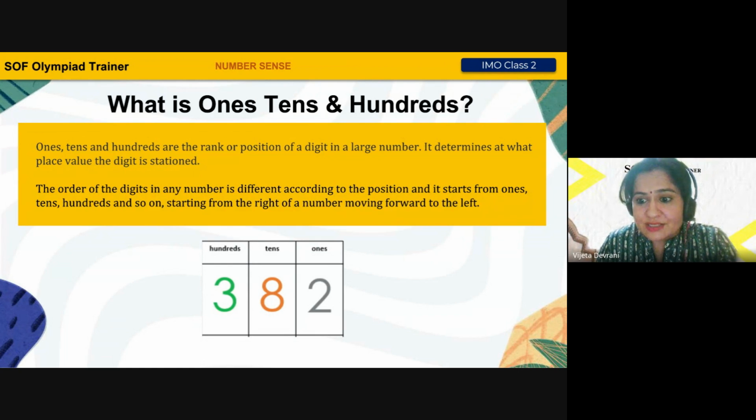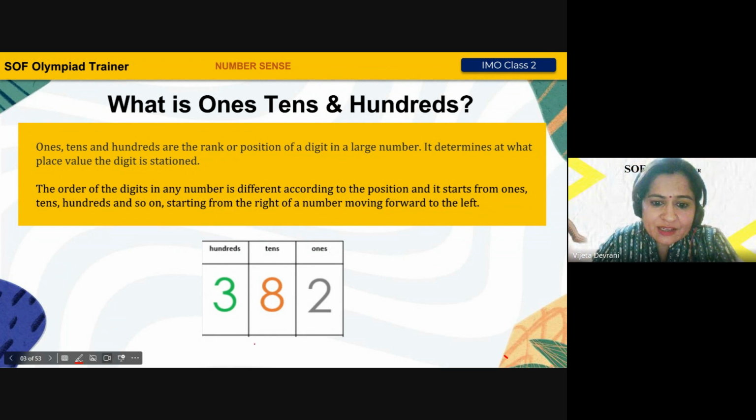What do you mean by ones? When I write the number in front of you, like in the given, you can see here the number 382. How do we read this number? We read this number as 382. Correct? Am I right? So when we read this number, how are we able to read it?